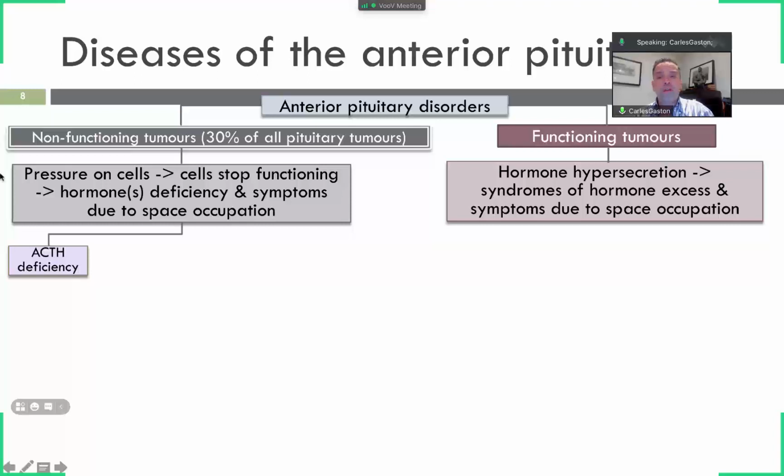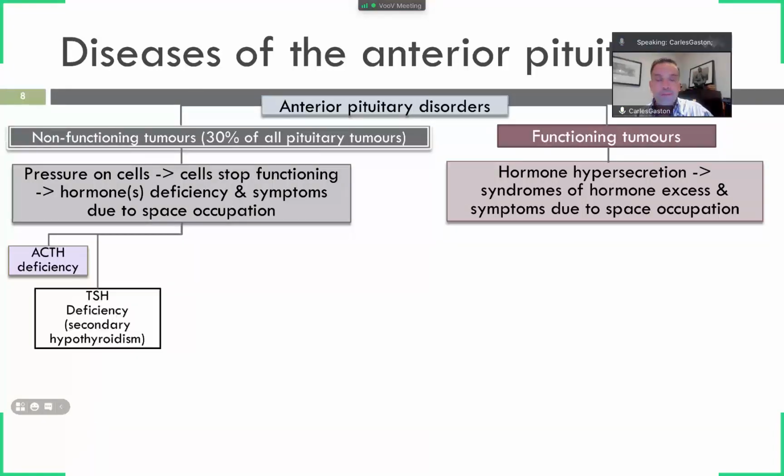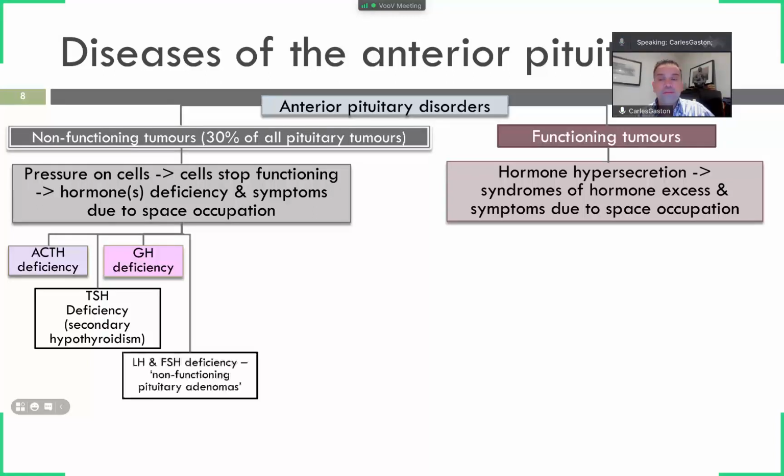So in terms of the non-functioning pituitary tumors, they can lead to one or several hormone deficiencies, such as, for example, ACTH deficiency, TSH deficiency, leading to secondary hypothyroidism, growth hormone deficiency, LH and FSH deficiency, or non-functioning pituitary adenomas, then affecting fertility and development of the gonads.